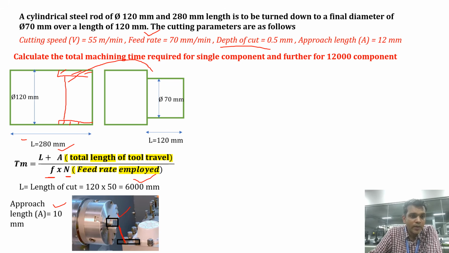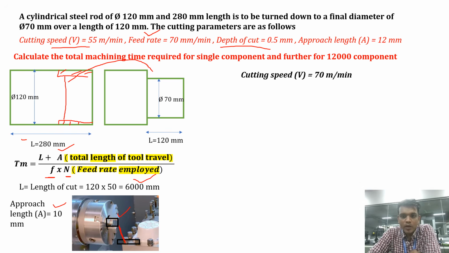What has been provided is the cutting speed. How much is it? Sorry, this is 55, not 70. This is 55, right? So 55 is the cutting speed. Now what we know is the cutting speed formula, pi D N: pi into the diameter of the workpiece into speed. So here we have the diameter of the workpiece and the cutting speed, and the RPM can be calculated.